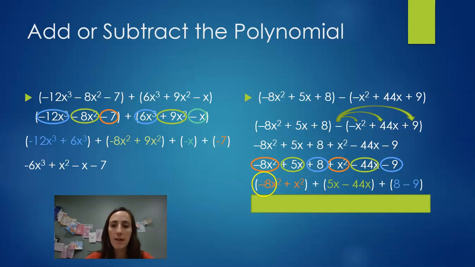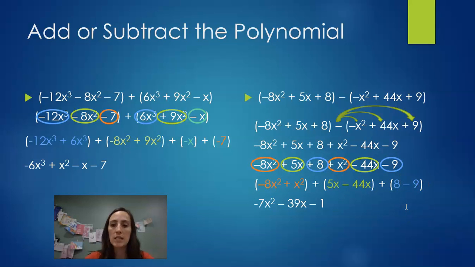So I have negative x squared plus x squared. I have 5x minus 44x, and then I have 8 minus 9. Doing this math, this gives me negative 7x squared. This gives me negative 39x, and this gives me negative 1.